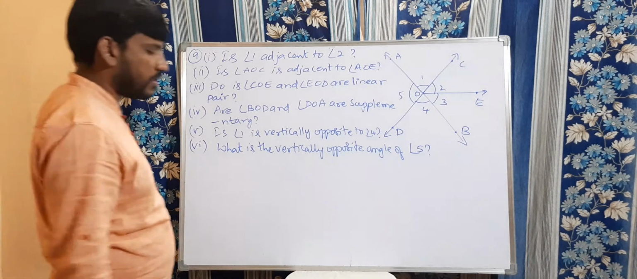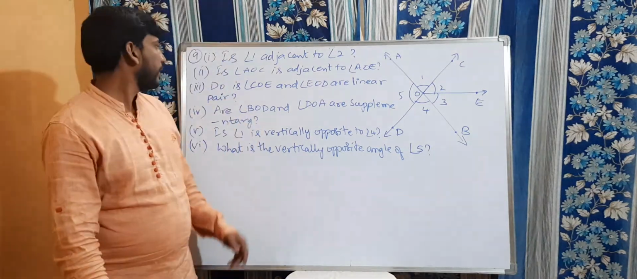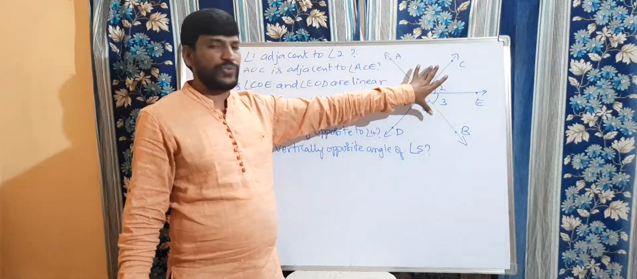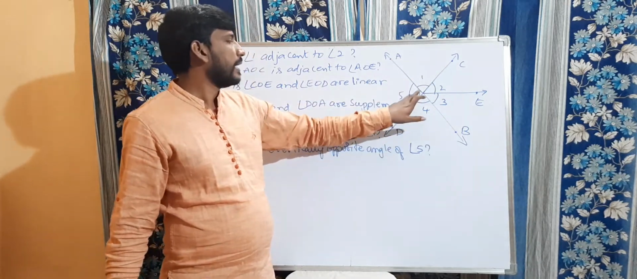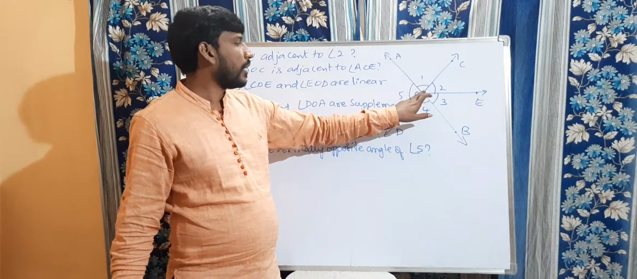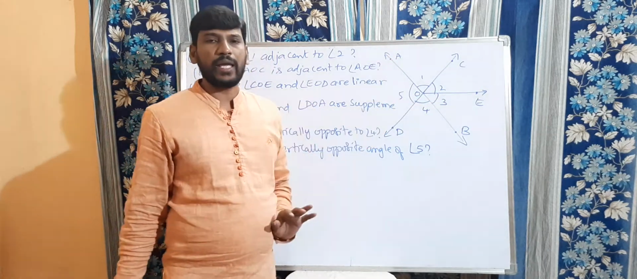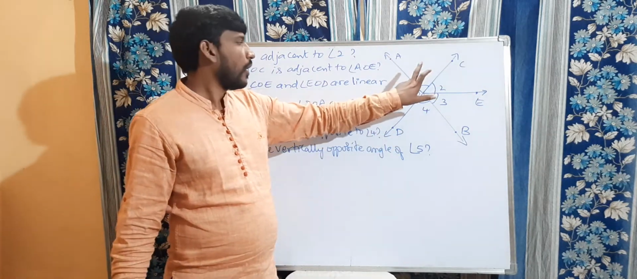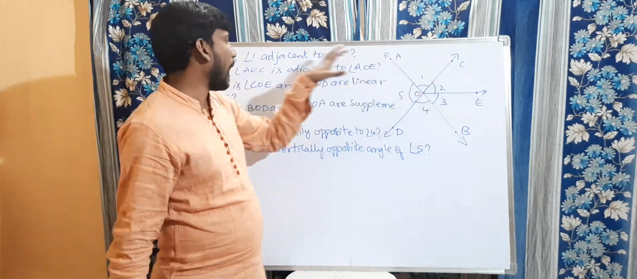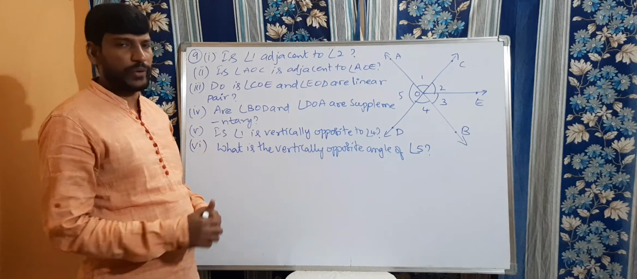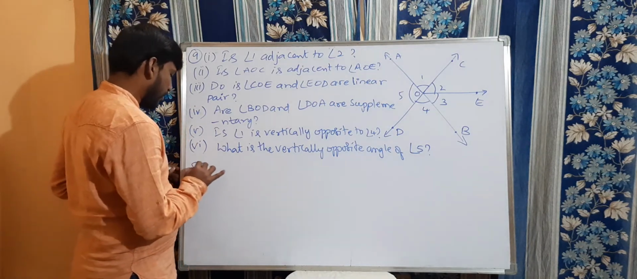Right, children, let us discuss question number 9. In this figure, A, B, C, D are lines intersecting at one point and OE is one more ray. Here totally how many angles are there? 1, 2, 3, 4, 5. So based on this figure, you have 6 questions. We are going to answer these questions.